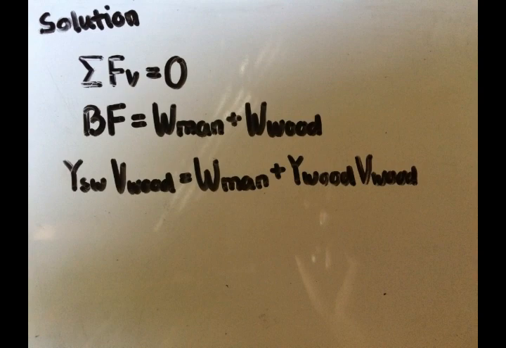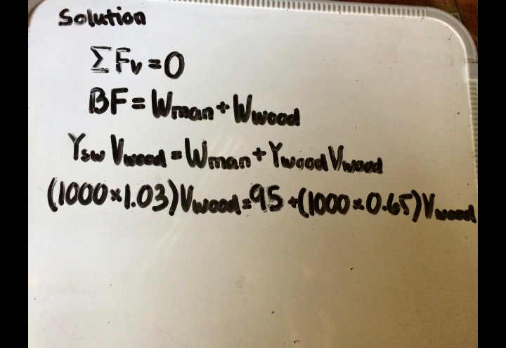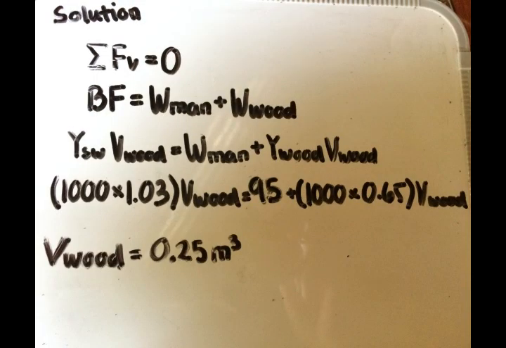Now in this first part of our equation, what we need to find first is the volume of wood to find its area. Now we substitute our given values, and as we can see, 1000 is just the density of the water multiplied respectively by the specific gravity of seawater and wood. And now it's time to solve. We should be able to get the volume of wood as 0.25 cubic meters.